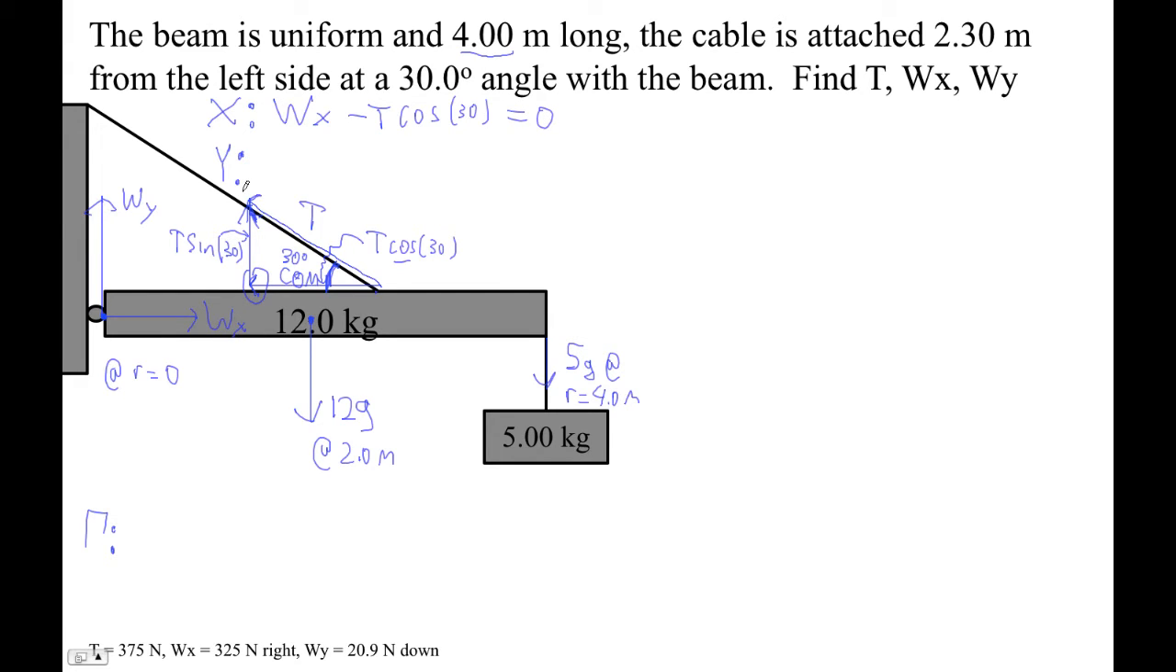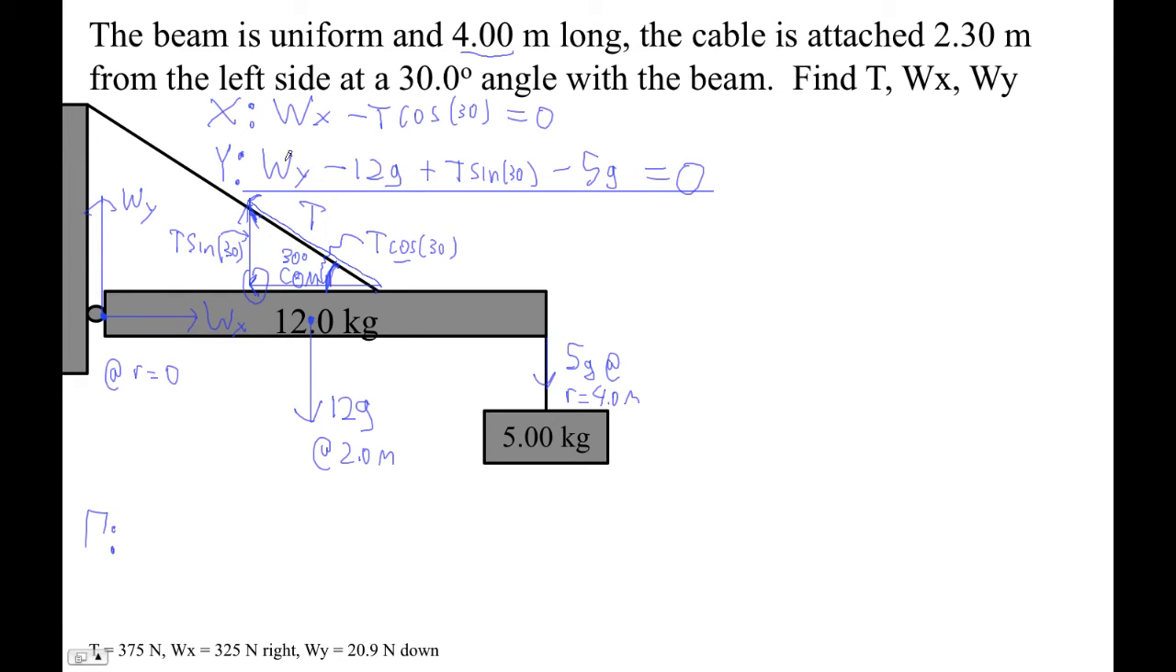And then our Y direction here, what do we got? We've got the wall in the Y direction. So there might be an upward force, or it could be downward. The wall could be pushing down, especially if this is heavy enough, right? Then the next force is 12G acting down, so minus 12G. That's minus because it's down. Then we've got the part of the cable lifting up, so plus T times sine 30. And then the next one is the weight of this guy down, so minus 5G.